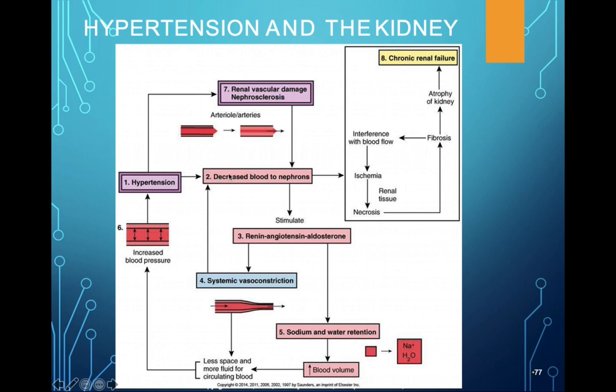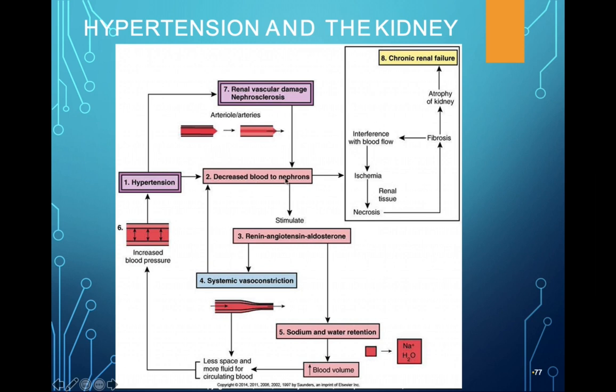Hypertension, or we can even start here at number two, right? Decreased blood to the nephron. So decreased blood to the nephron we know is going to result in ischemia. Ischemia is going to result in necrosis. Necrosis results in fibrosis. Fibrosis further interferes with blood flow, which results in ischemia and necrosis. So this cycle continues to happen.